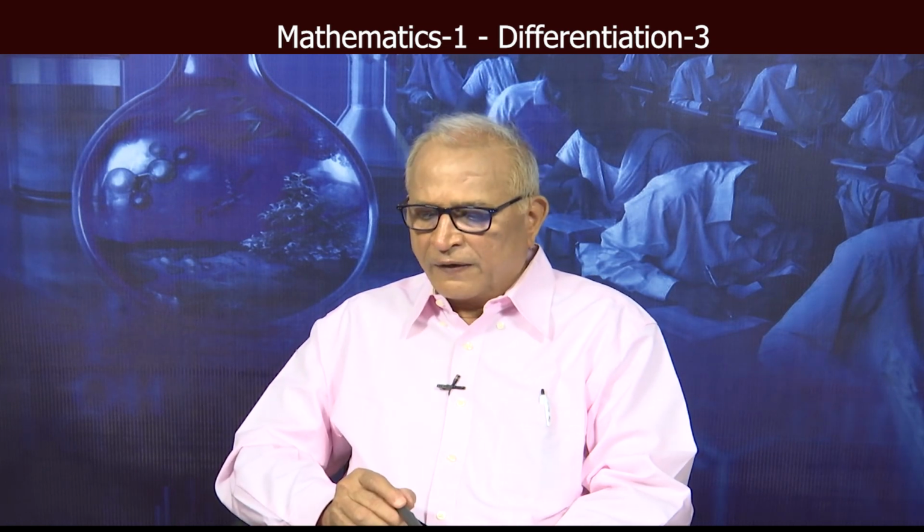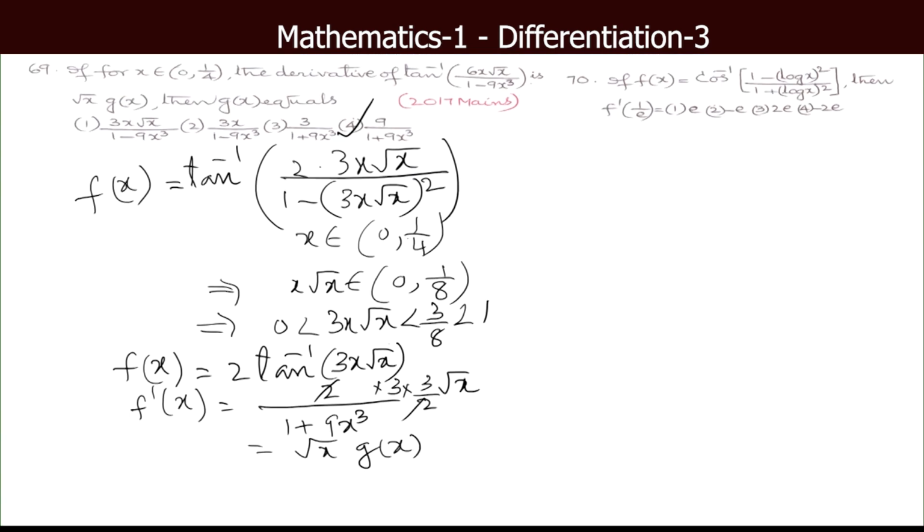Next, 70. If f(x) equal to cos inverse of (1 minus (log x) square) by (1 plus (log x) square), then f dash 1 by e.